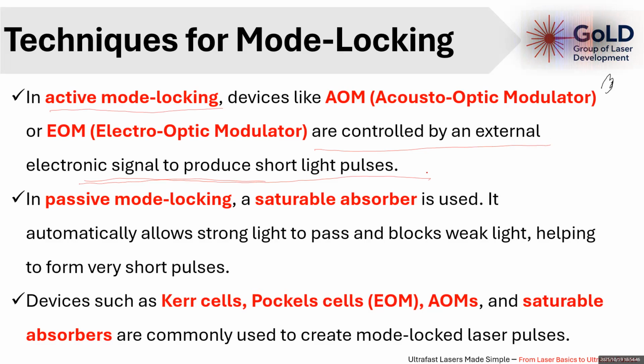So active mode locking and passive mode locking. In active mode locking, you have an acousto-optic modulator, electro-optic modulator, these optical switches. And in the case of passive mode locking, we use a saturable absorber. So what these saturable absorbers are, does anybody know? I explained it in a previous lecture, maybe some last one or before that. Does anybody know saturable absorber?